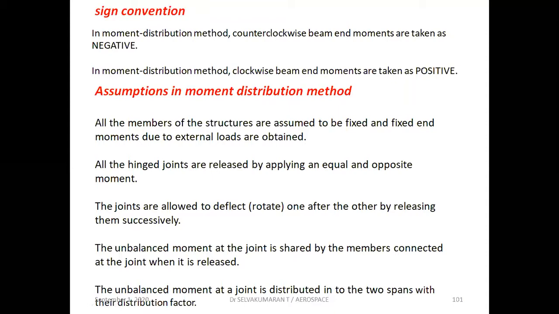Now just hear what I'm reading. All the hinged joints are released by applying an equal and opposite moment. This also I will explain later. The joints are allowed to deflect or rotate one after the other by releasing them successively. The unbalanced moment at the joint is shared by the members connected at the joint when it is released. The unbalanced moment at a joint is distributed into the two spans with their distribution factors. Now you may feel confused or unable to understand, but while solving problems, I'll give the connection.